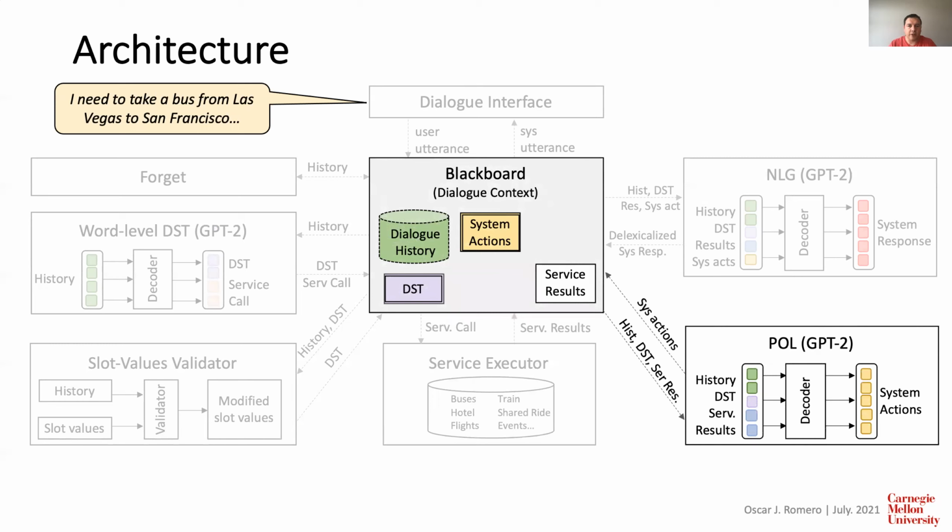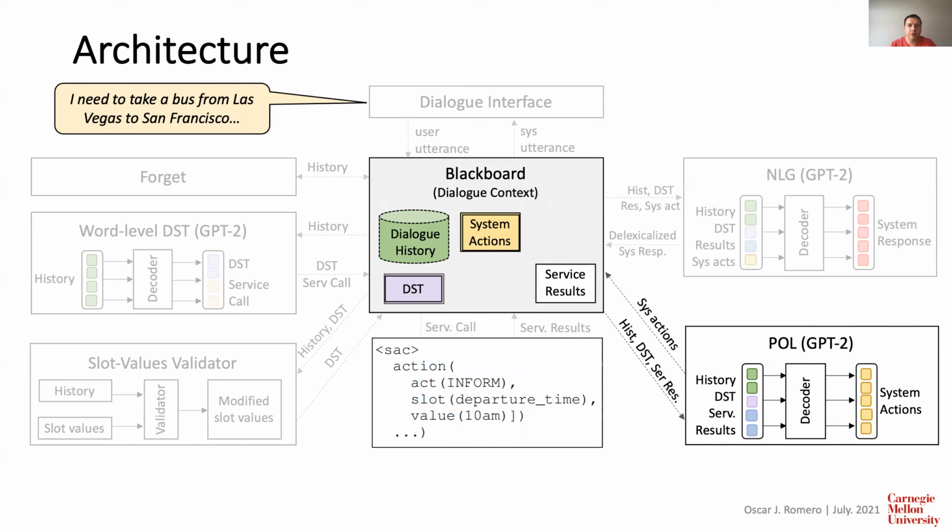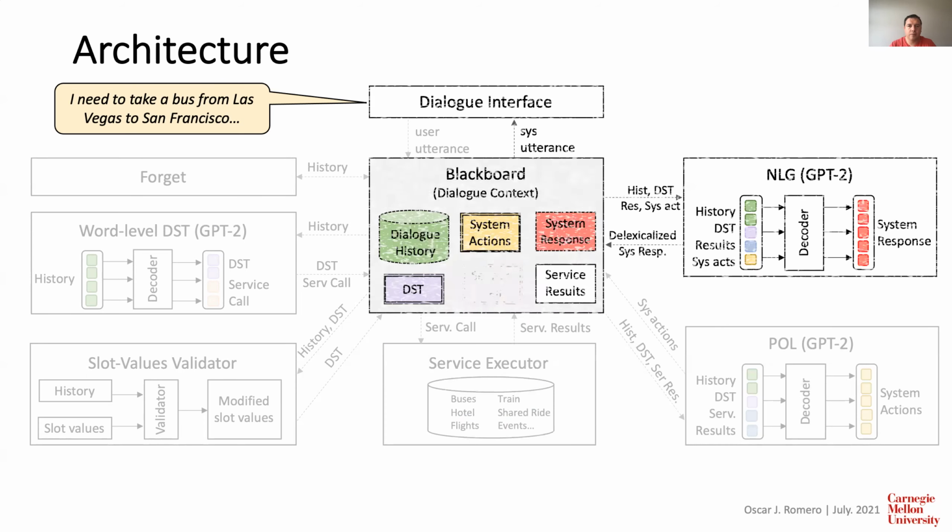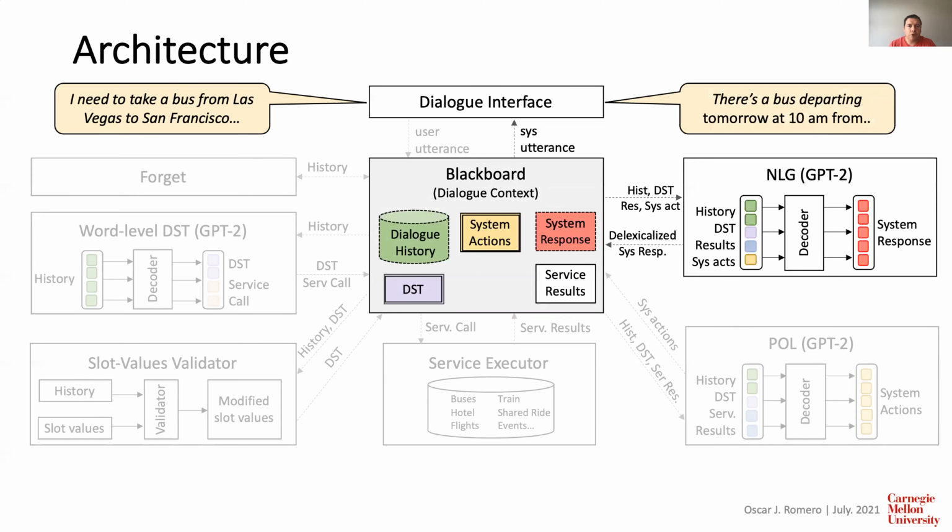Based on the current context, the dialogue policy module uses the GPT-2 model to generate the next system action. For instance, this will be the symbolic representation for an action that provides information given a prior user request. Finally, taking the current context as input, the energy module uses GPT-2 to generate a natural language system response.